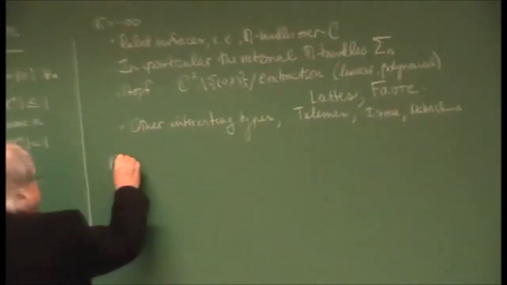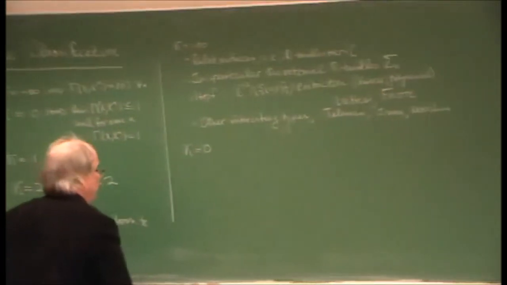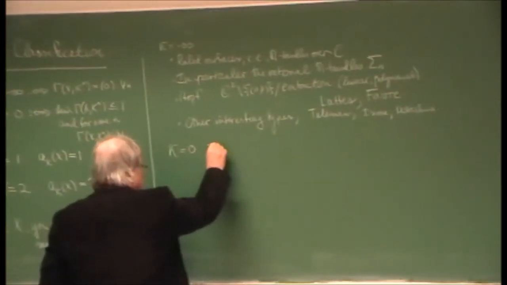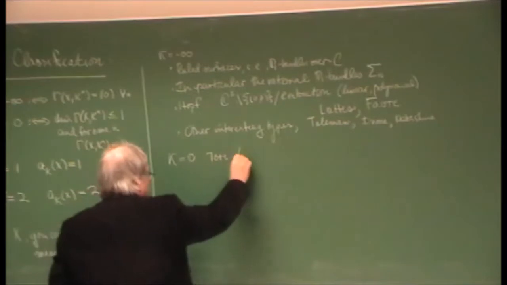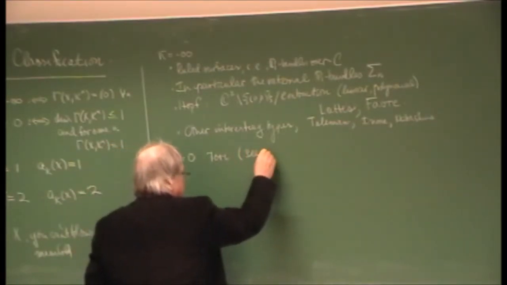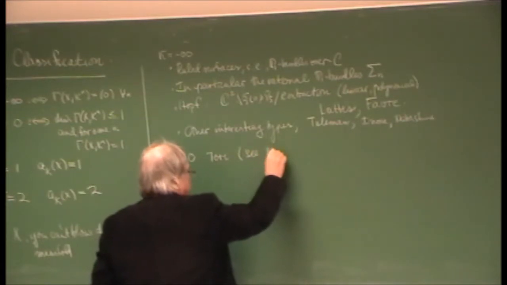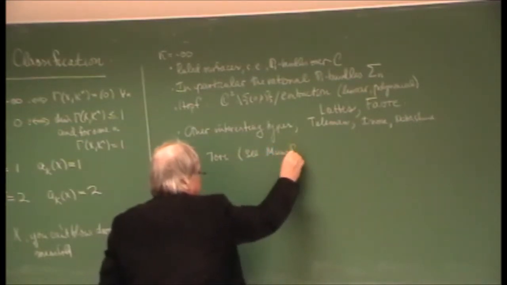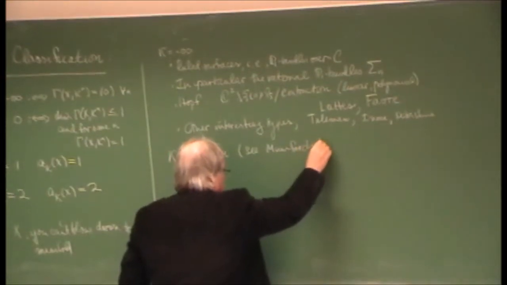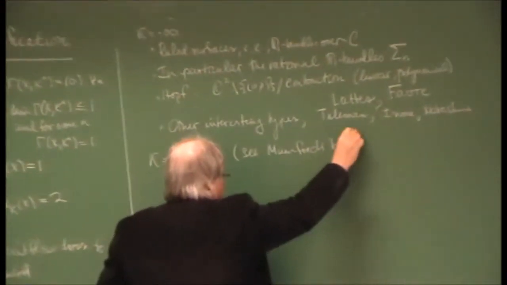So, in Kodaira dimension 0, of course, tori are here, and that's an interesting subject, and I recommend, if you're interested in this, to see the books of Mumford. Mumford's elementary books, I mentioned this morning. Very, very good.